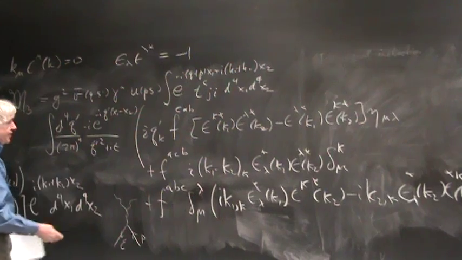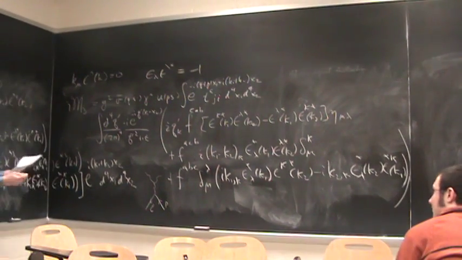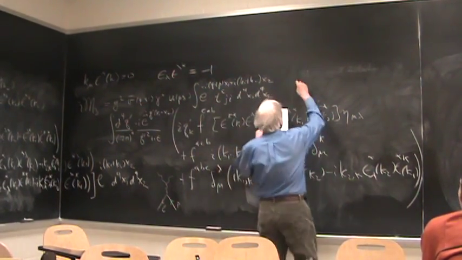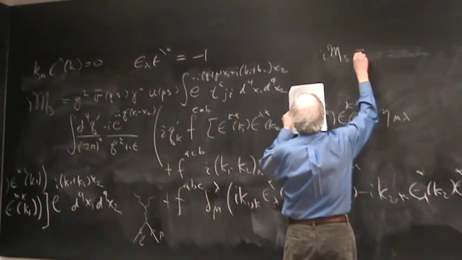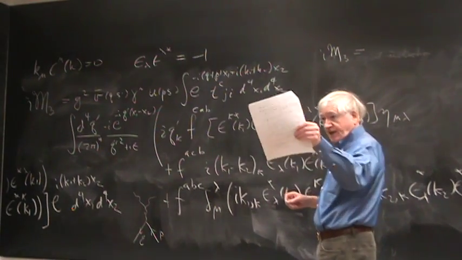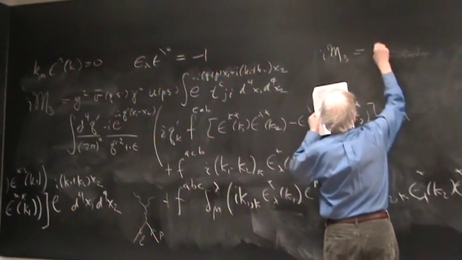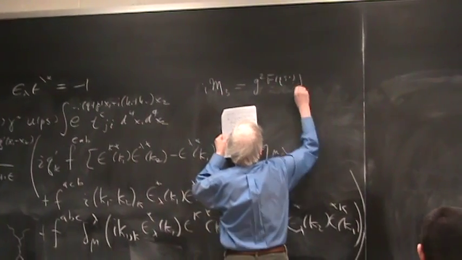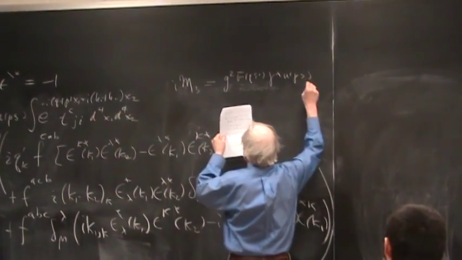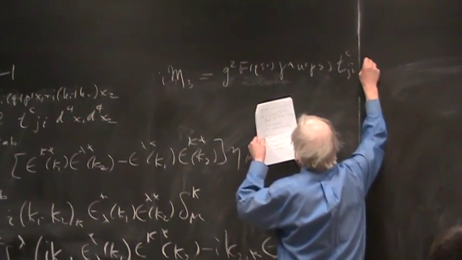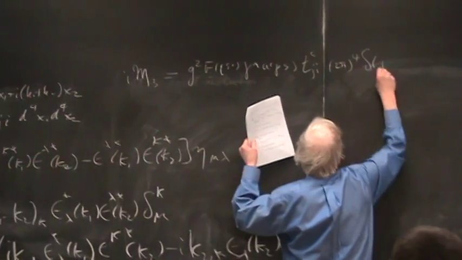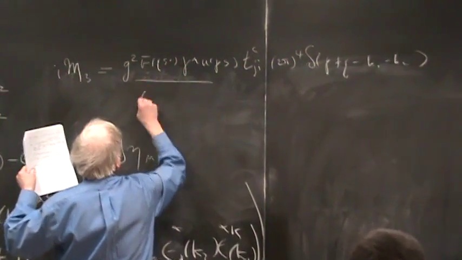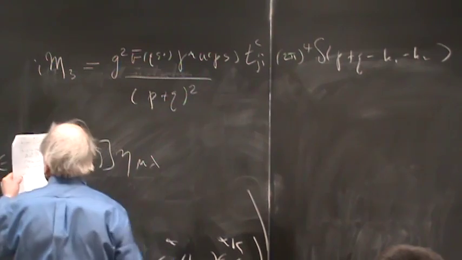Then the other d^4x integration gives you (2π)^4 delta of energy conservation. All the root 2E's are canceled, and so we've got iM3, and M3 just means that it's diagram 3: e squared, v bar of q s prime, gamma mu, u of p s, t^c_ji, (2π)^4 delta of p plus q minus k1 minus k2. The propagator gives (p plus q) squared in the denominator.